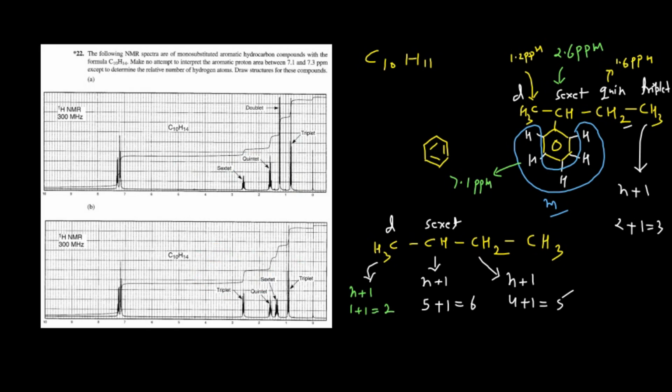Now I am moving to the second part of the problem. So the second one is also the isomer C10H14, and it is also a monosubstituted aromatic hydrocarbon. So one thing is clear, you are having the benzene ring. Now you can see here again you are having the sextet, and for the sextet of this CH, there must be the presence of 3 hydrogens on the right or the left hand side, and 2 hydrogens on the right or the left hand side.